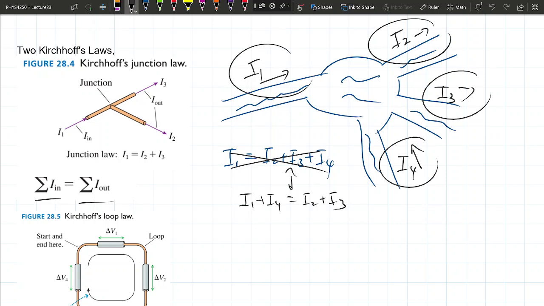In General Physics 2, I told you not to bother with that, not to try to fix it, because that's just confusing. But here, it's more important that you keep all the currents positive, so that we don't have to think about whether the current is positive or negative. Once we draw that arrow, then we know which direction it's flowing.